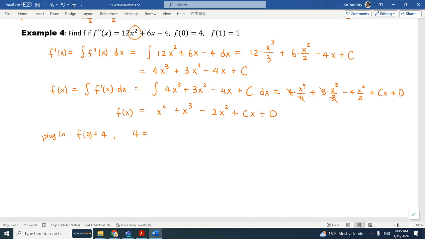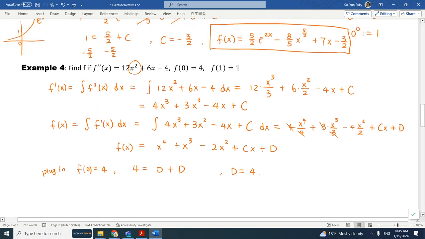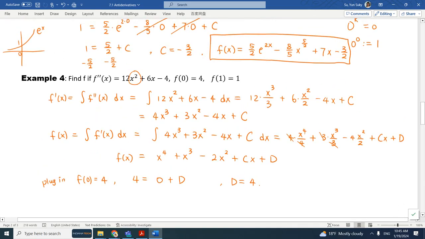Oh, if we plug in x is 0, what happens? It's 0. 0, 0, 0. Oh, how nice. We get this 0 and plus d. Oh, we get the d is 4. How nice. But be careful. All these are 0 because they are power functions.